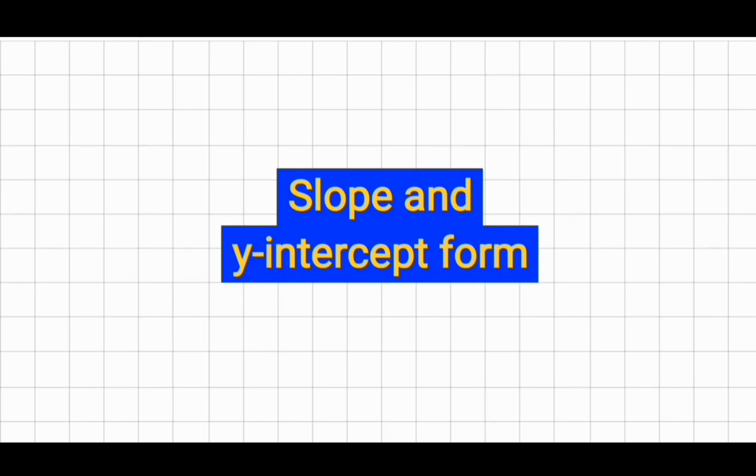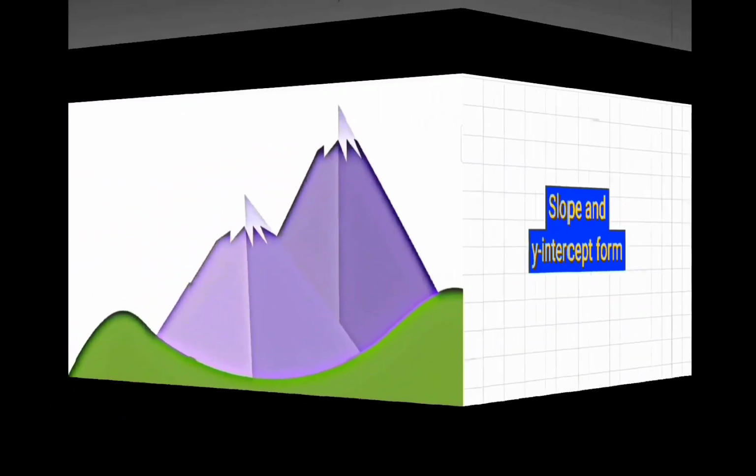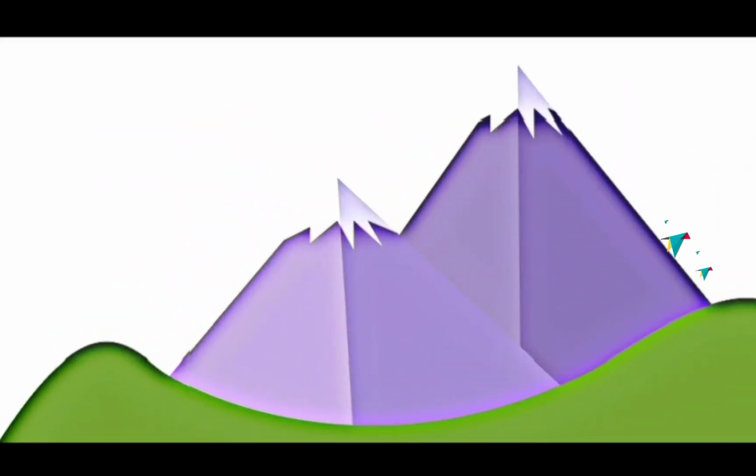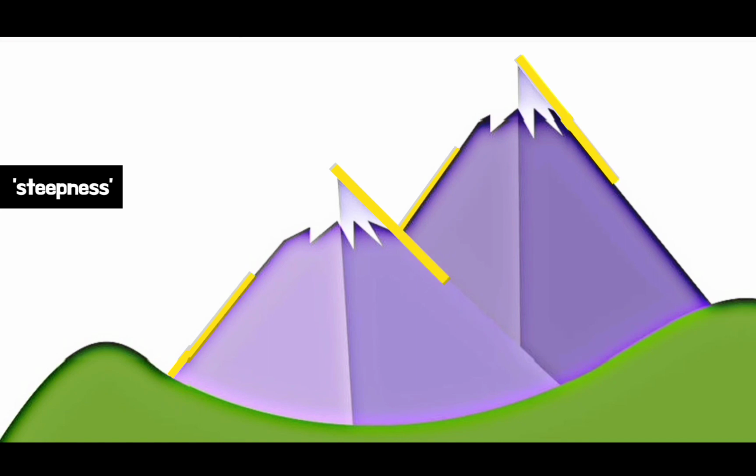Hi, let's learn about the slope and y-intercept form. The slope of a line is another word for its steepness. This mountain, for example, is really steep.